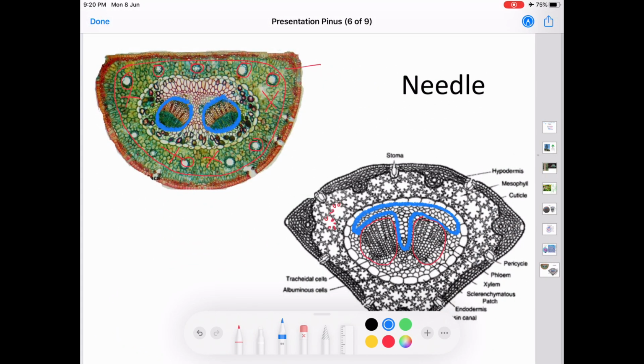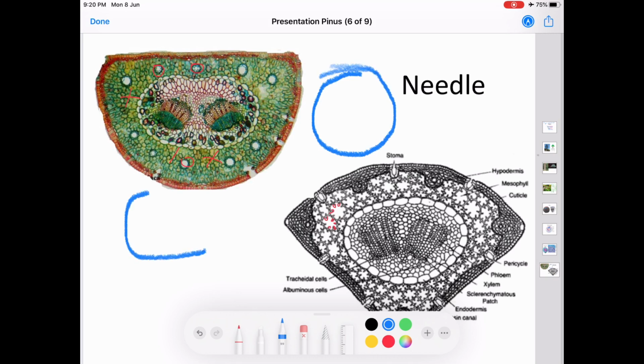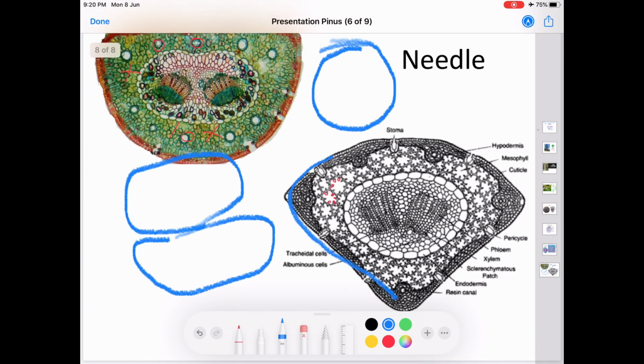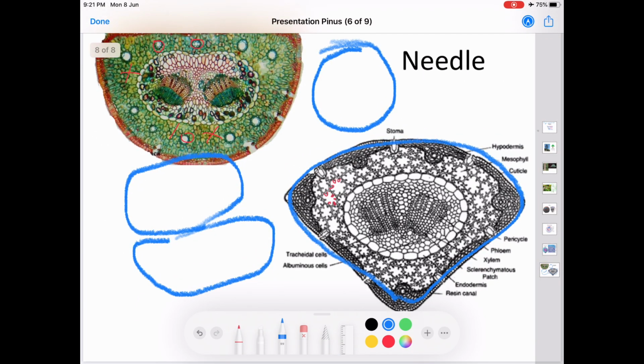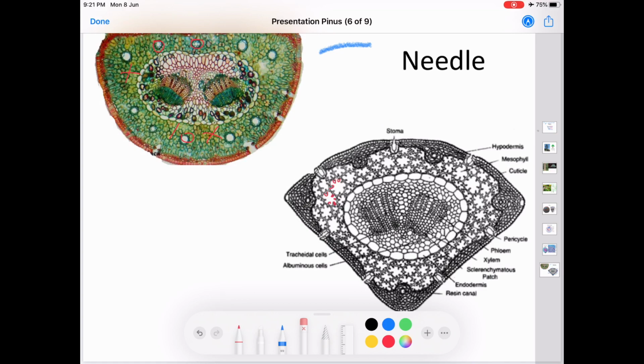Here you may notice some difference in the shape of the needle when you take the section. The needle will be round when it is unifoliar. It will be half circle when it is bifoliar. It will be triangular, see, like this, when it is trifoliar, tetrafoliar or pentafoliar. And this is all about the internal structure of the needle.